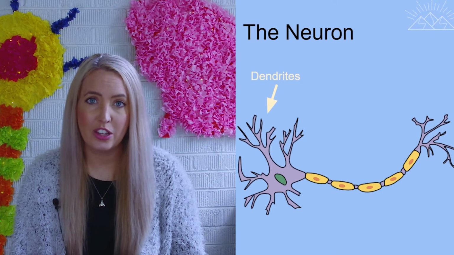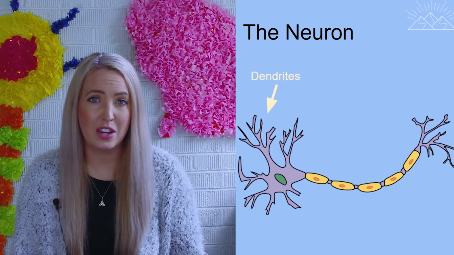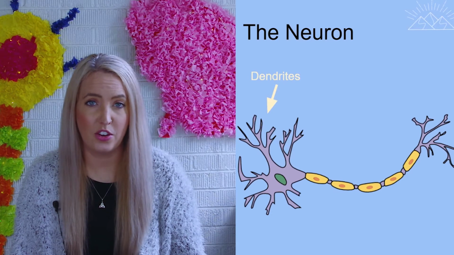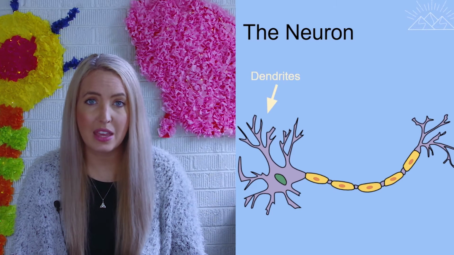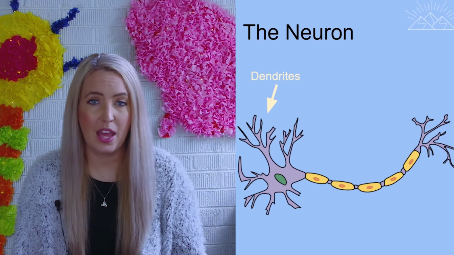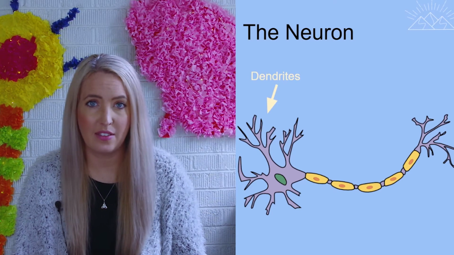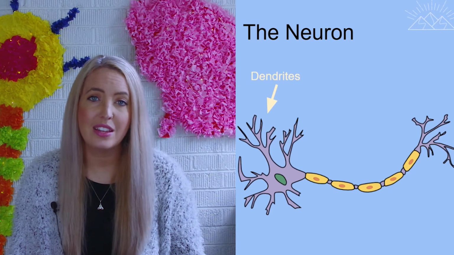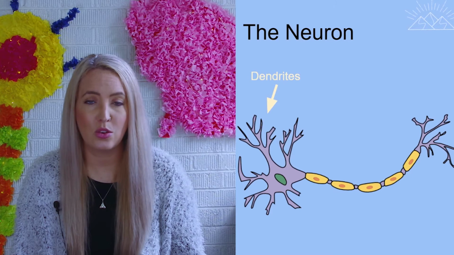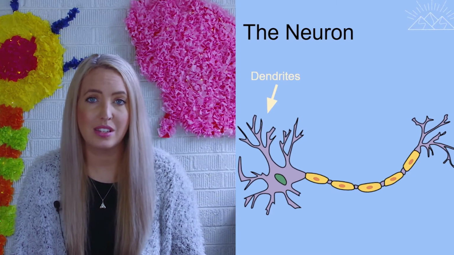So let's take a look at a neuron here. And the first thing we need to know are all the different parts of a neuron. So we see the neuron up on our screen, and we begin where all neurons begin, and that is where messages are received. And those are received at the dendrites. The dendrite then takes that information in, and it goes down to the soma, or the cell body.